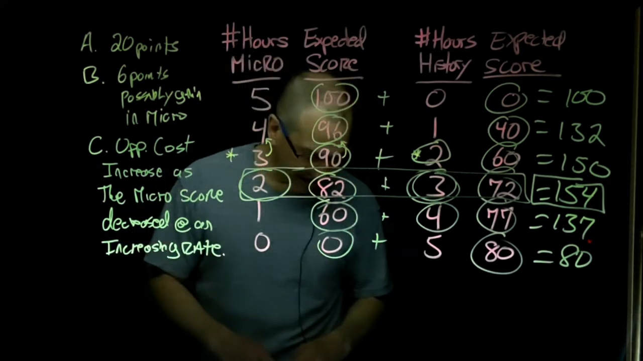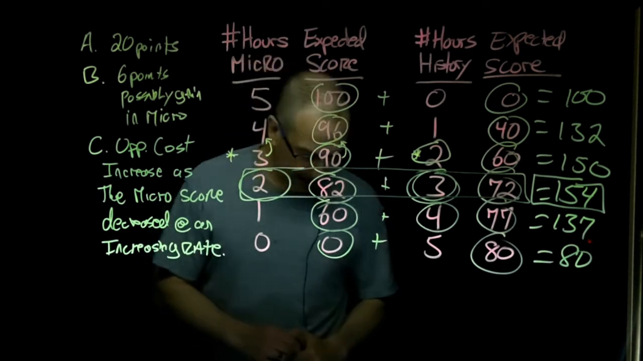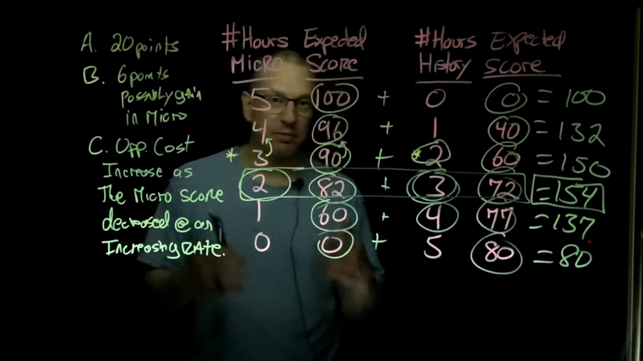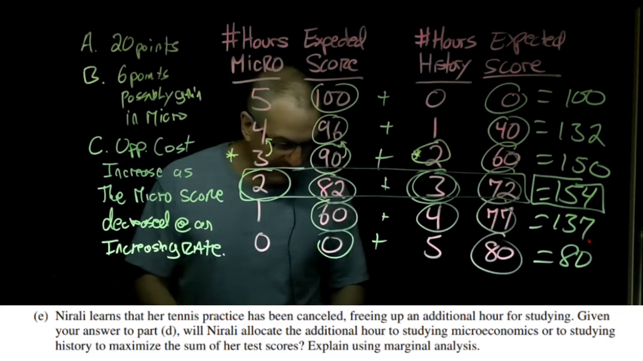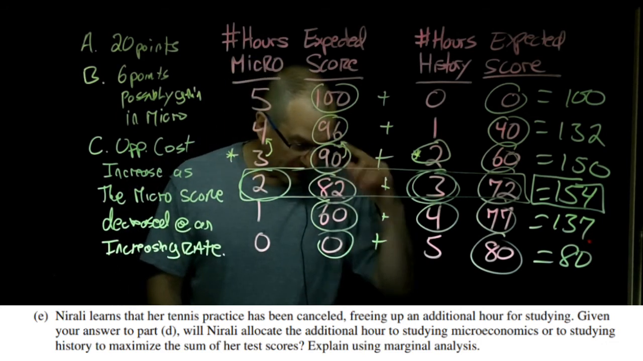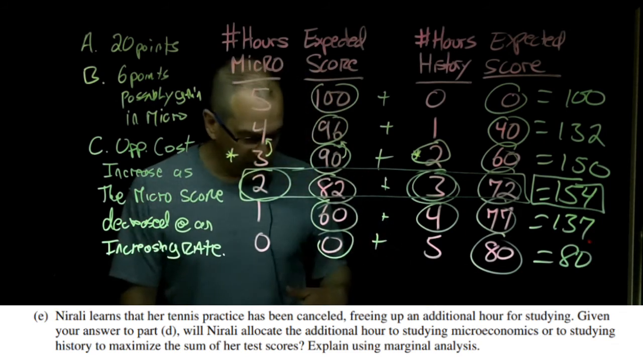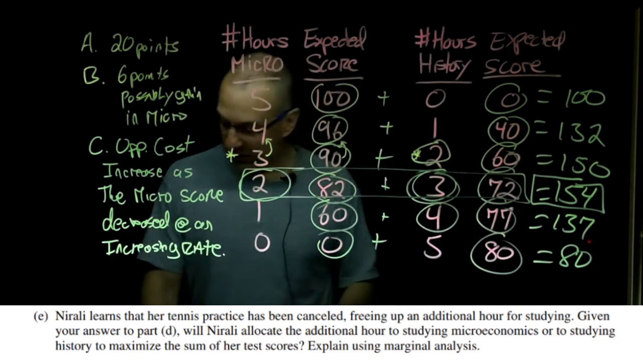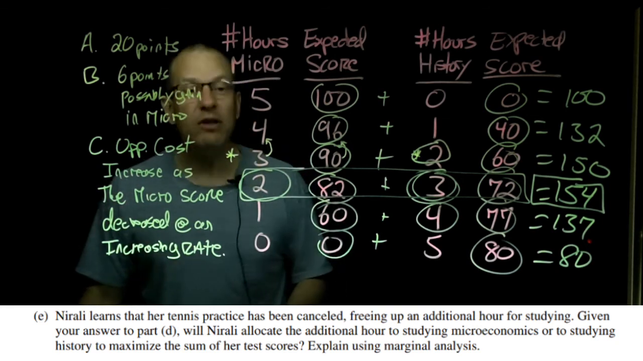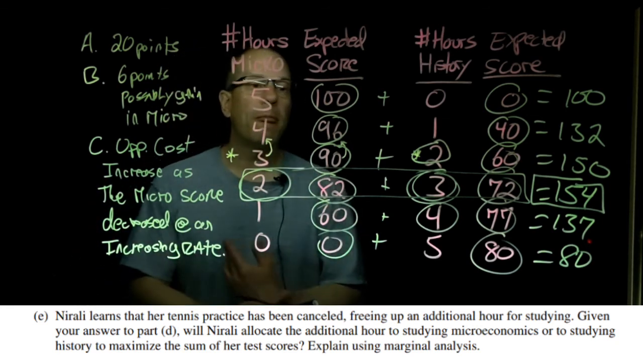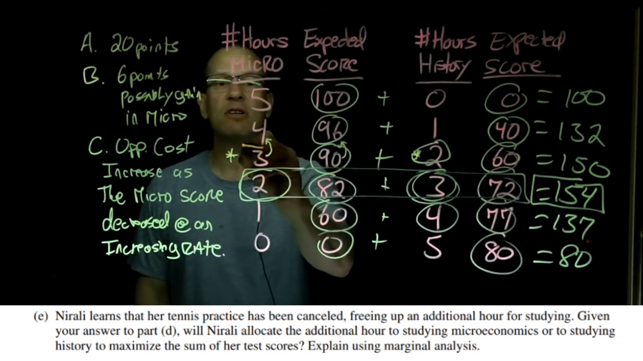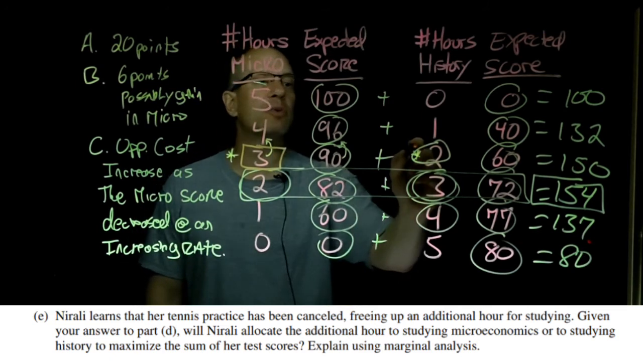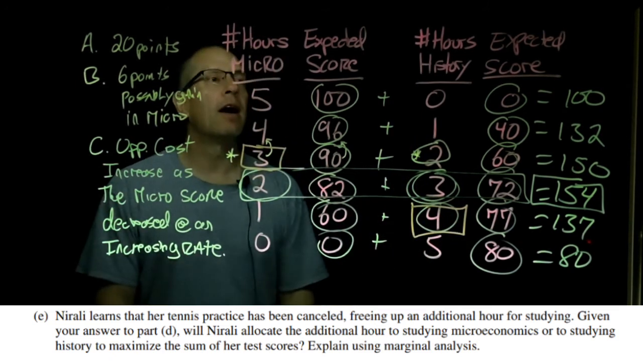E asks the question, Nerali learns that her tennis practice has been canceled, so she's able to free up an hour of additional studying. Given your answer in part D, will Nerali allocate the additional hour to studying microeconomics or to studying history to maximize the sum of her test scores? Explain using marginal analysis. So when we look at this, they want to know, where would our highest gain come from? Would it come from an additional hour studying micro, or an additional hour studying history?